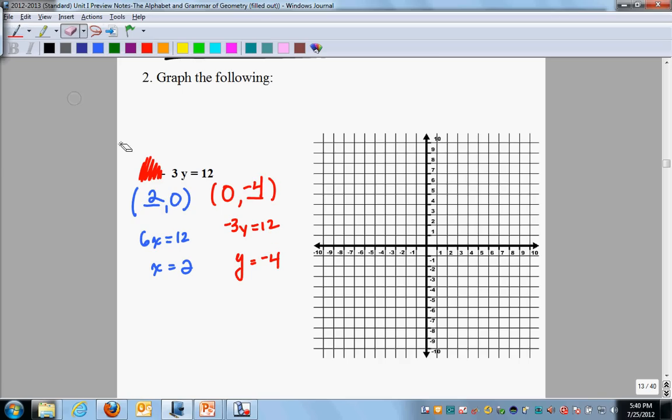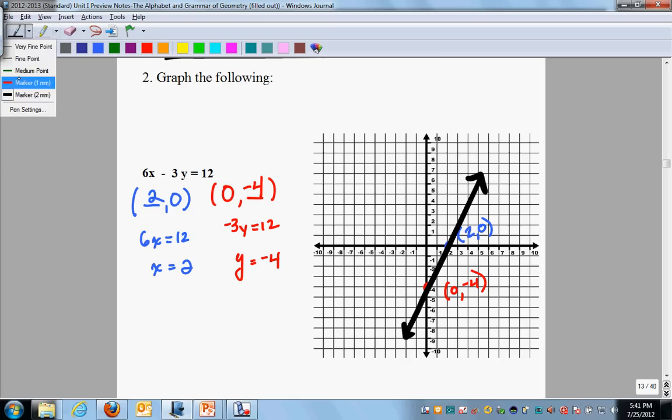Now we're going to plot those 2 points. We have 2, 0, which is right here. Whenever you graph an intercept, you want to plot the point, put the label right next to the intercept, and 0, negative 4. And then you string a line between these 2 points. And then label. This is going to be 6x minus 3y equals 12.